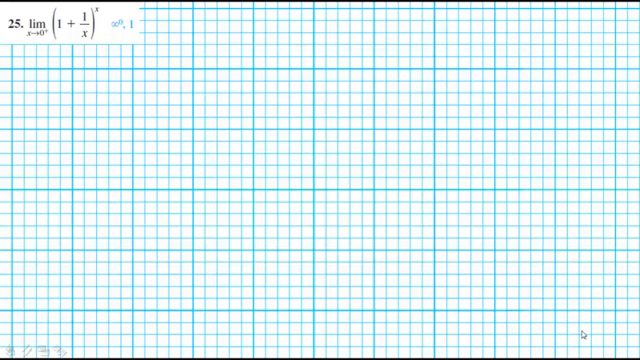Here's problem number 25 from section 8.2. We're asked, is this in a particular indeterminate form? And if so, can we use L'Hopital's rule to solve it?